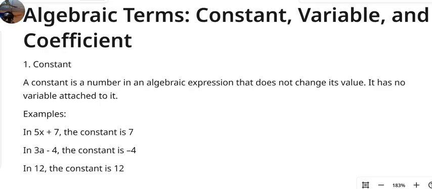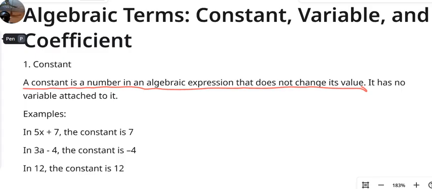Now I want to start with the constant. Look at the definition that we have here. The constant is that number in an algebraic expression that does not change its value. Okay, it has no variable attached to it.